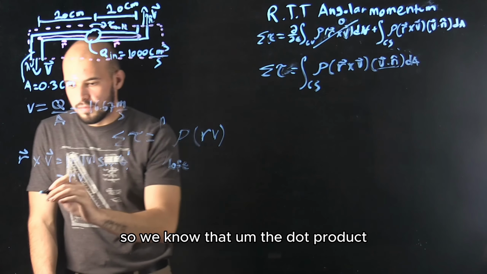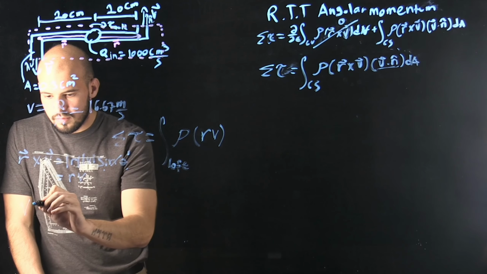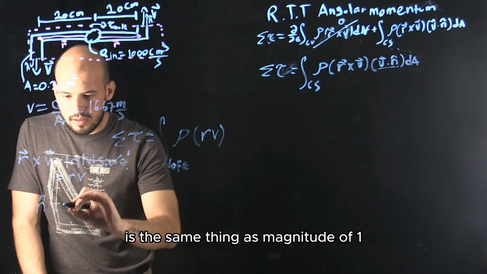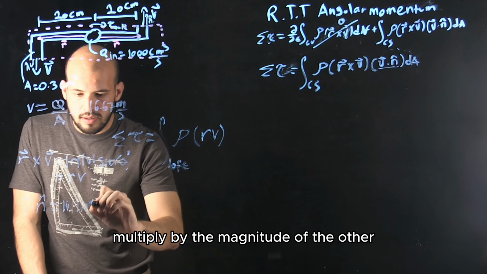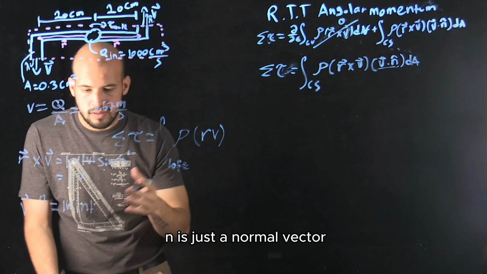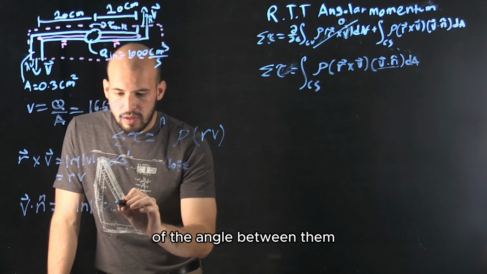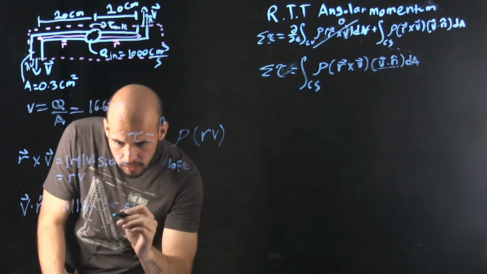So we know that a dot product is the same thing as the magnitude of one multiplied by the magnitude of the other. Even though our n is just a normal vector, it's just the value of 1, times the cosine of the angle between them.